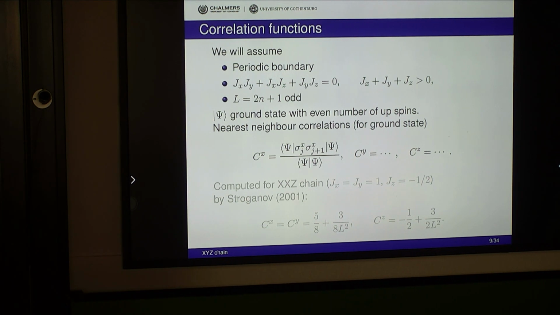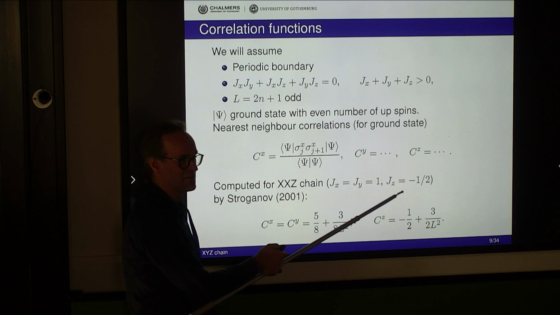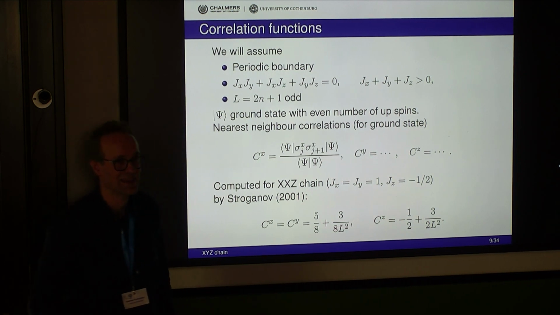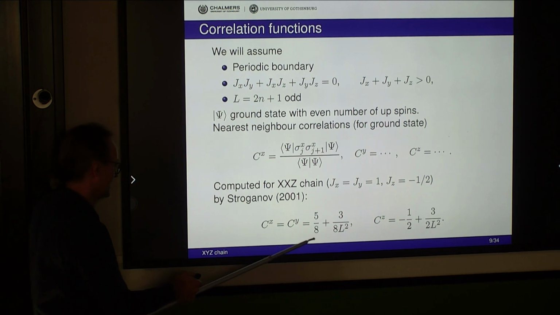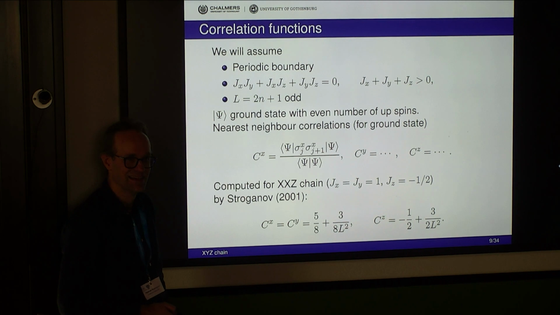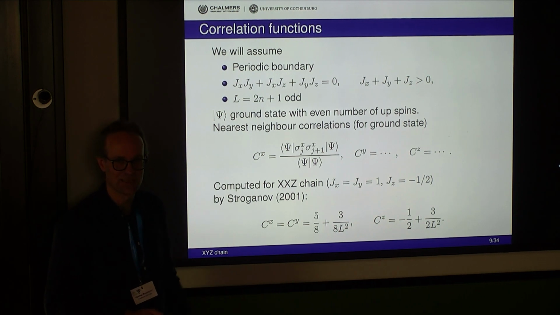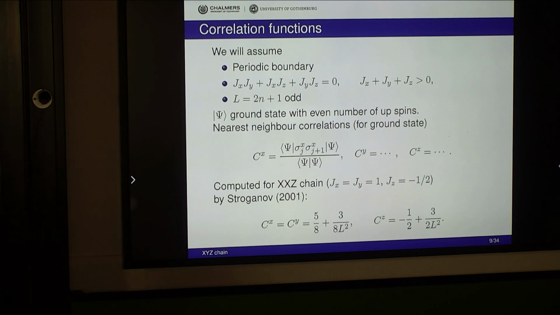And to show you that it's not quite unreasonable, I can show you what Stroganoff did for the XZ chain. All the constants are fixed, so then they only depend on the length of the chain. And Stroganoff derived these formulas for the correlation functions. I think you agree that, compared to some things we saw yesterday, these are very simple formulas for correlation functions.